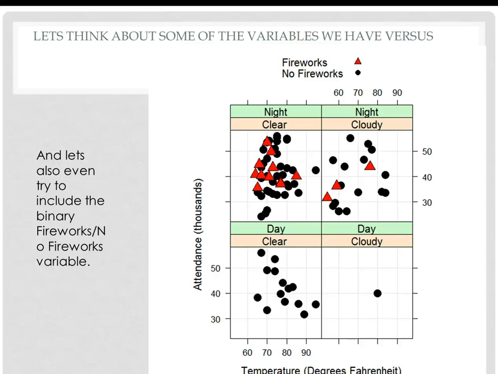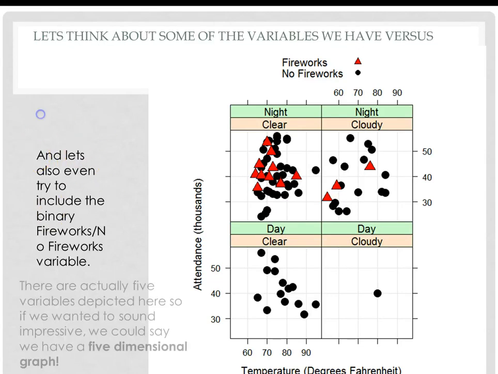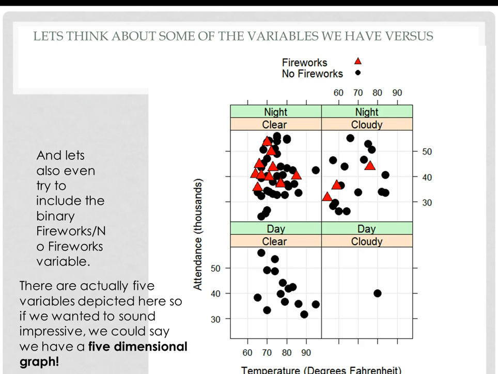Okay, anyway, so this gives us some information, right? There are actually 5 variables depicted here, right? Do you agree that there are 5 variables depicted here? What are the variables that are depicted here? This one is what? Temperature. This one is what? Attendance. This is what? Day is what?